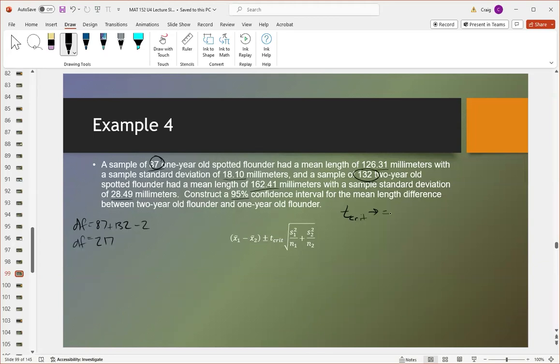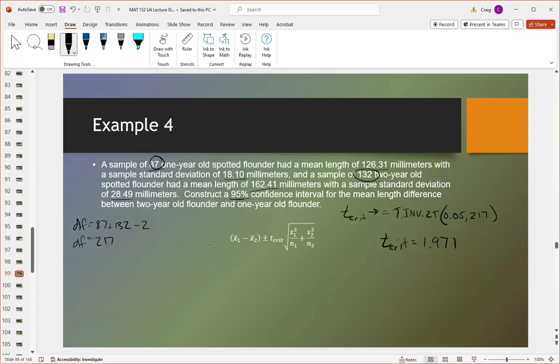And so to find our critical t-value, we want to use equals t.inv.2t. Here we're just looking for the difference. When we're finding a confidence interval, it's always a two-tailed process. If we want a 95% confidence interval, then we want 5% outside with degrees of freedom of 217. And that will give us a critical t-value of, once we plug it into Excel, 1.971.